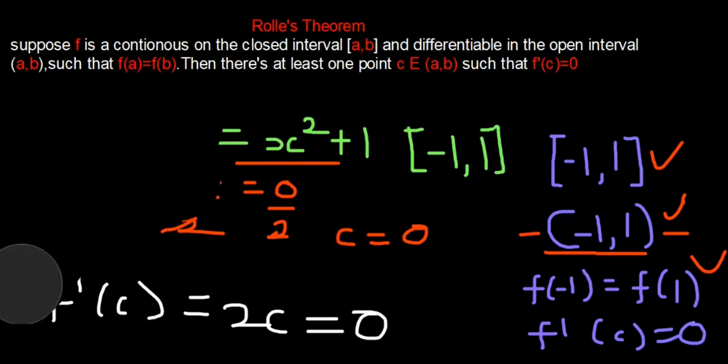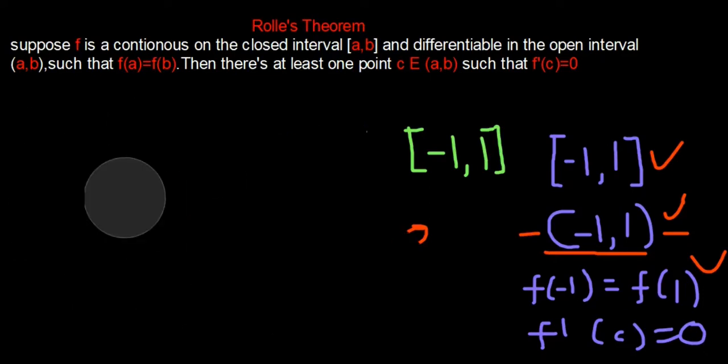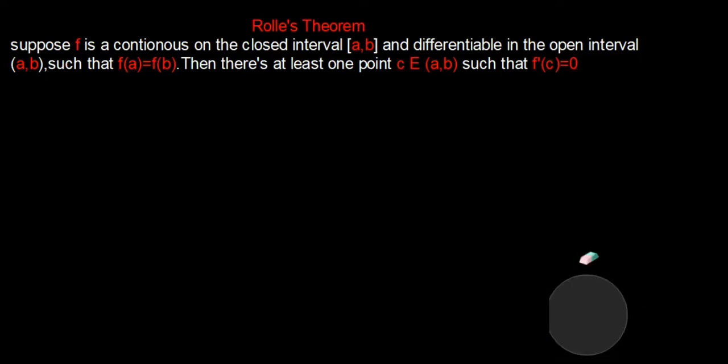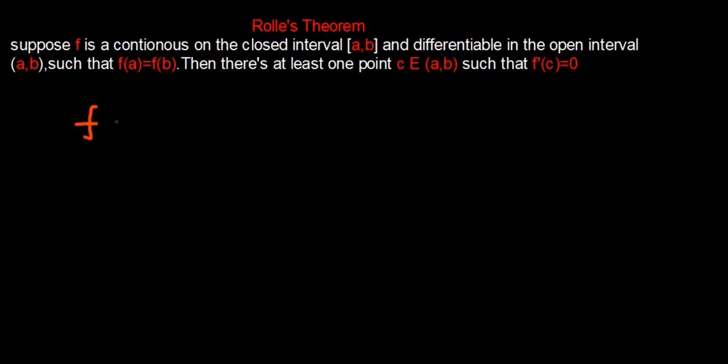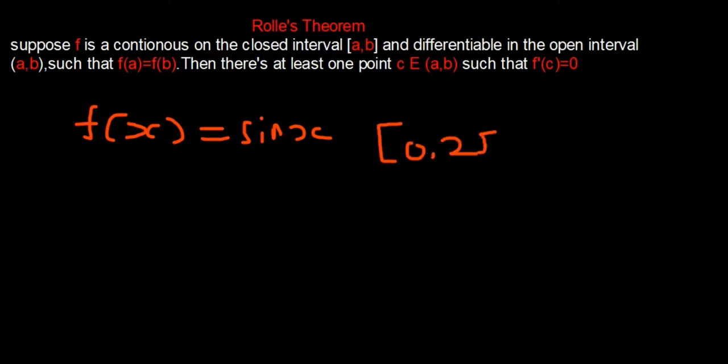Okay, so I'll go ahead and write down the next question on the board. So we've been given the function f of x equals sine of x, on the interval 0 to 2 pi. So this is the function you've been given, so you should verify whether Rolle's theorem holds for this function. So what are the conditions?